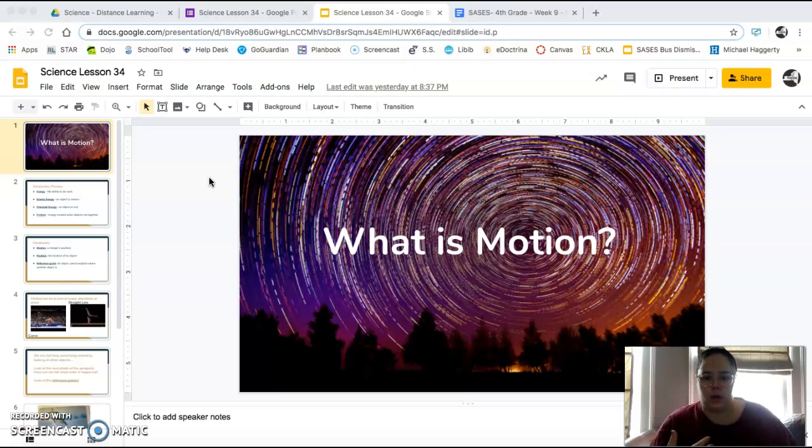We'll continue learning about different types of energy, but we're going to focus our week on motion. So today is all about what is motion.